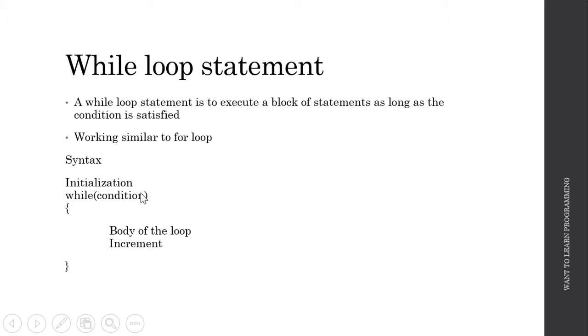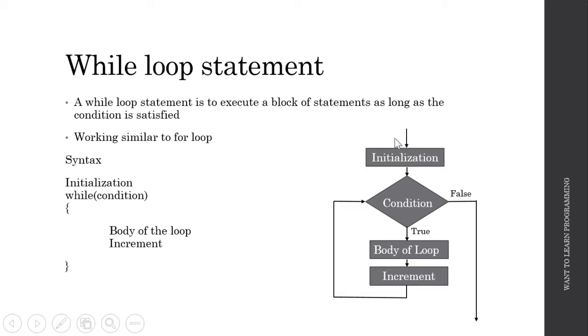So let's look at the flow diagram to understand how a while loop works. First, we initialize one variable to a value. Then we check whether the condition is true or false. If it is true, then we execute the body of the loop, increment the variable, and then go back to the condition to check if it is true or false. If it is true, it continues with the same process. But in case it is false, then it continues to the next part of the program, that is the one after the while loop.